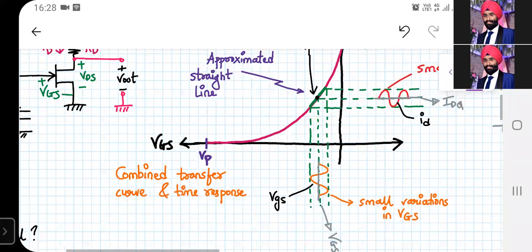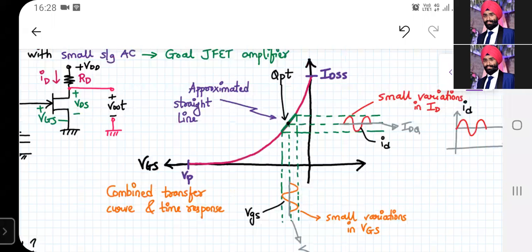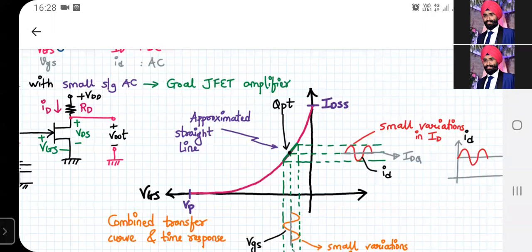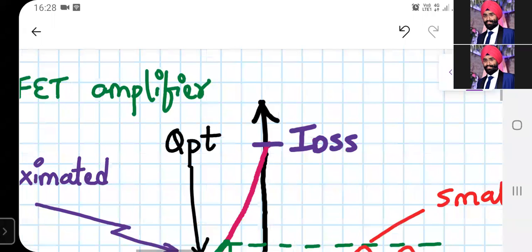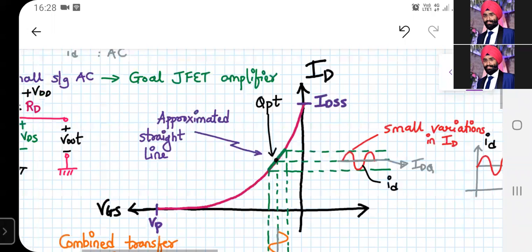Okay, so if you see carefully over here, we have IDSS. This is the plot of ID versus VGS. I forgot to write ID over there. This is a plot of ID versus VGS, the transfer characteristics, and we are superimposing the mic signal over here, the time varying mic signal.